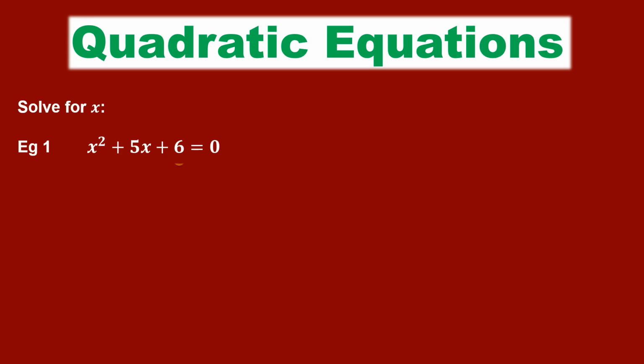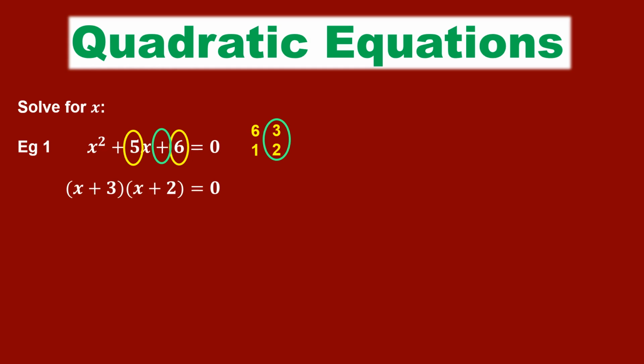Now we're going to try and find our factors of 6. So what two numbers will multiply together to give us 6? Well, 6 and 1 and 3 and 2. Which combination should we use? Well, because of that sign, we need to add the numbers to get the middle number. And 3 and 2 will give us 5.